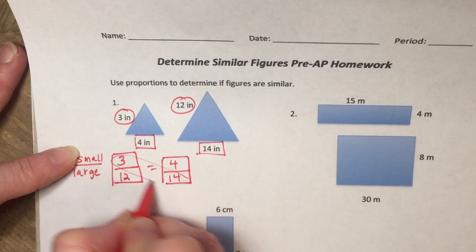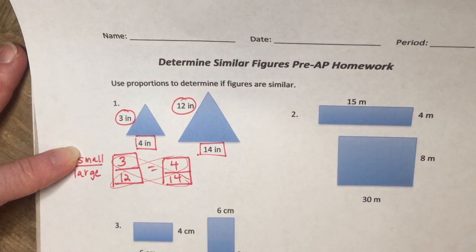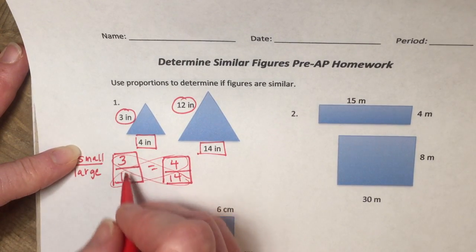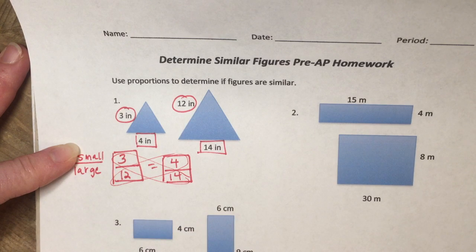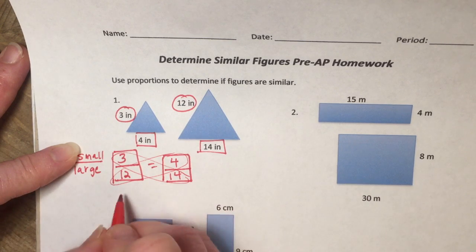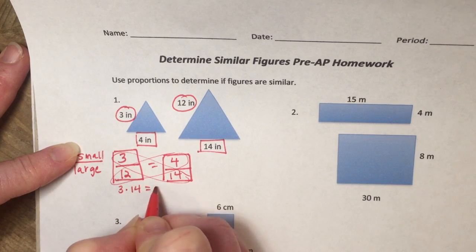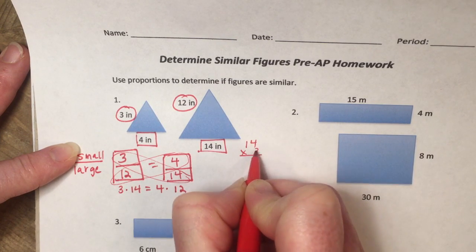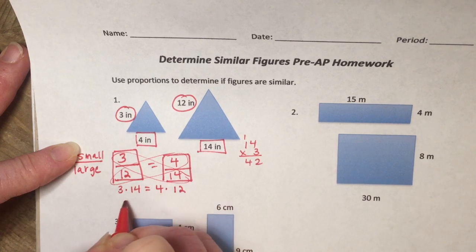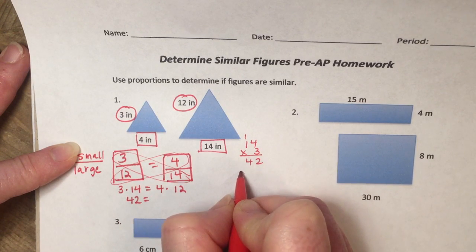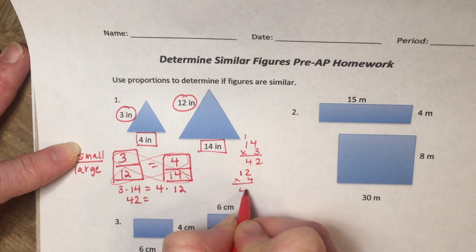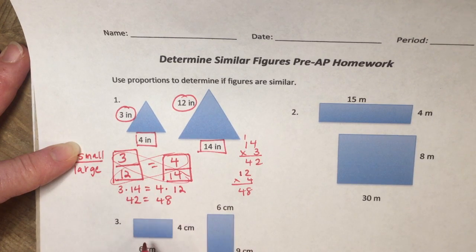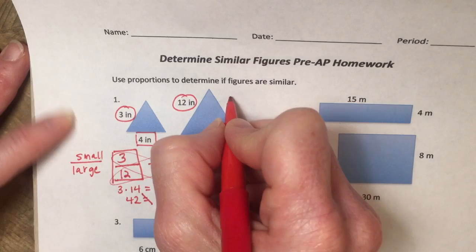If their cross products are equal, then this is proportional. I could also try to find a unit rate, or see if I could figure out something times 3 that equals 4. But in this case it's going to be easier just to multiply. I need to know if 3 times 14 is the same thing as 4 times 12. If I multiply 14 times 3, I get 42, and if I multiply 12 times 4, I get 48. So these are not the same, and these triangles are not similar.